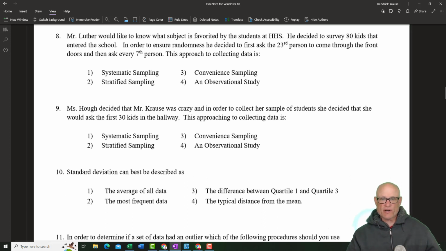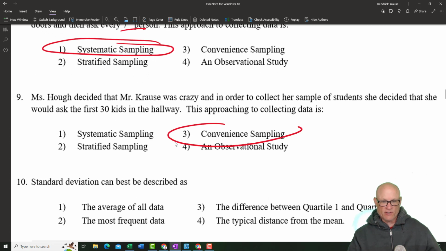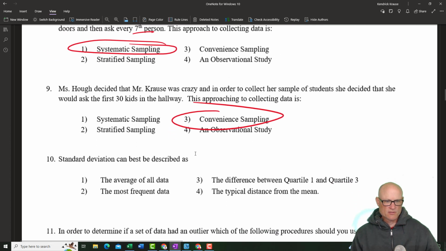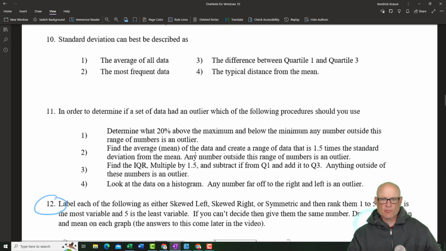If we ask the 23rd person and then every 7th person after that, that's systematic. If you ask just the first 30 people, that's convenience. Standard deviation is the typical distance from the mean.